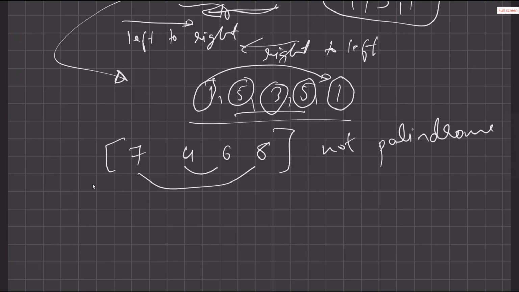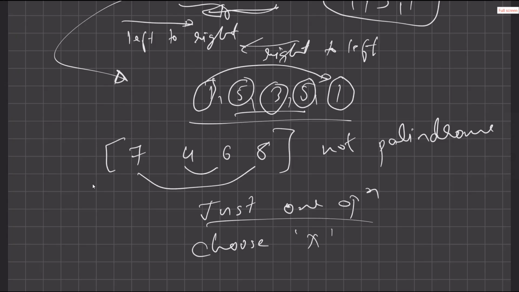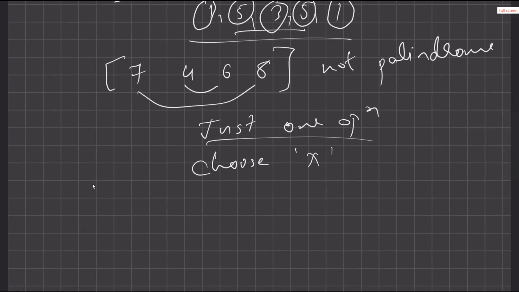Since it's not a palindrome, we need to do one operation. Can we do two operations? No, we can't, because in the question they have already said we have to do just one operation. So when we are doing one operation, we need to choose X. So how do we choose X now? That is the question, right?